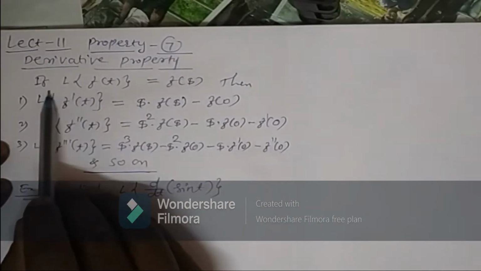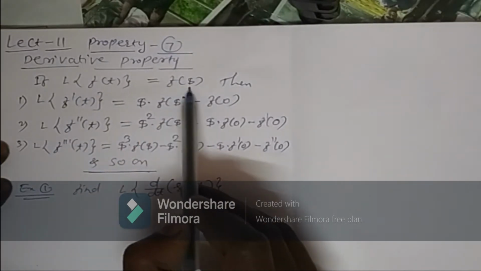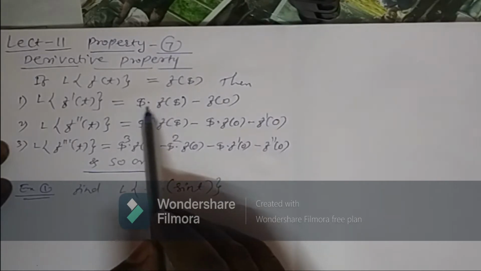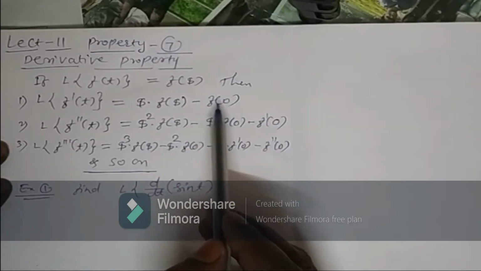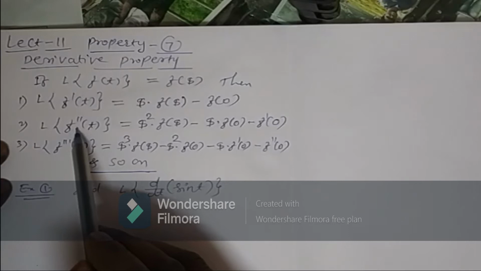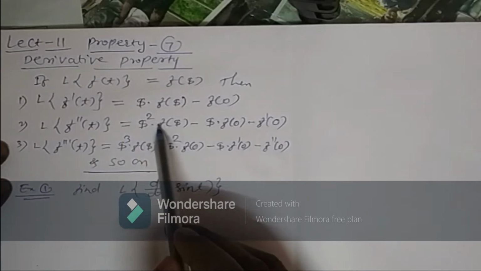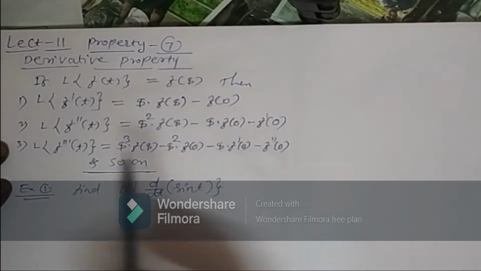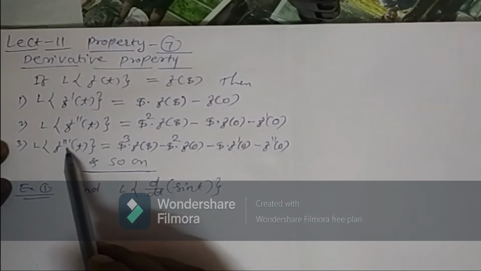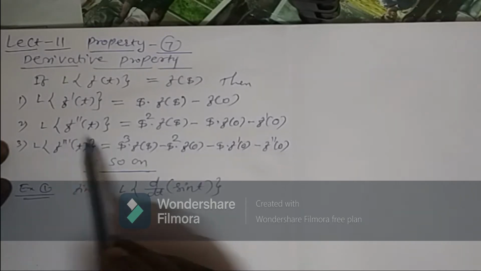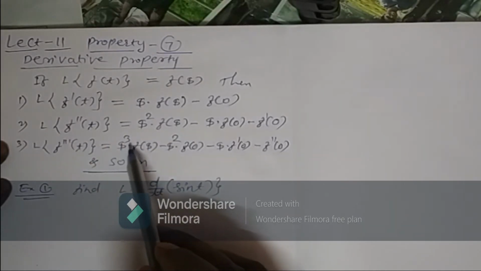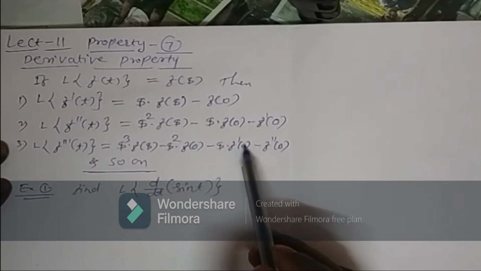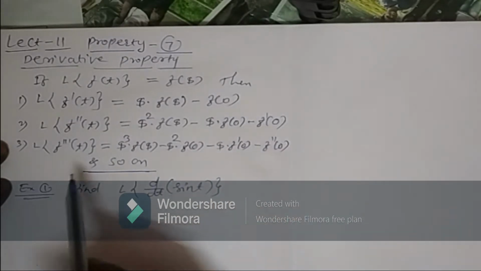Let us see. If Laplace transform of f(t) is equal to F(s), then Laplace transform of f'(t) is equal to s F(s) minus f(0). Second, Laplace transform of f''(t) is equal to s² F(s) minus s f(0) minus f'(0). Third, Laplace transform of f'''(t), that is the triple derivative, is s³ F(s) minus s² f(0) minus s f'(0) minus f''(0), and so on.